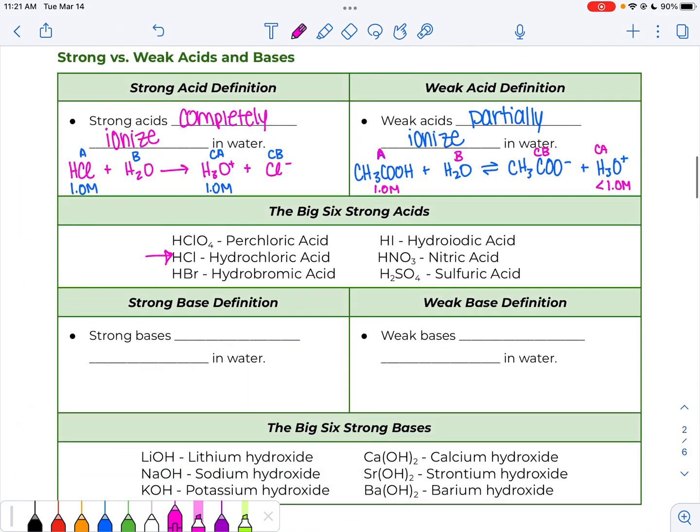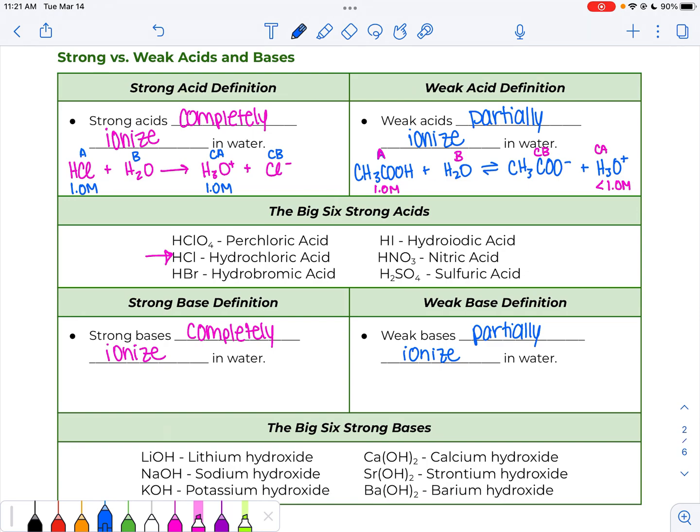So, strong bases and weak bases. Here's the crazy thing. Strong bases, how can we define them? They also completely ionize in water. Same definition, just a base instead of an acid. So what do you think a weak base definition is going to be? You guessed it. Weak bases partially ionize in water.